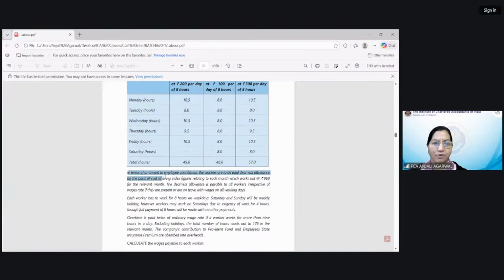So in terms of an award in employee cost, workers are to be paid DA on the basis of cost of living index relating to each month. And they are paid 968 for the month. And it's payable to all the workers irrespective of wage rate, if they are present or are on leave with wages, on all working days. So apart from the wages, 200 for 8 hours, they are also paid 968 as DA.